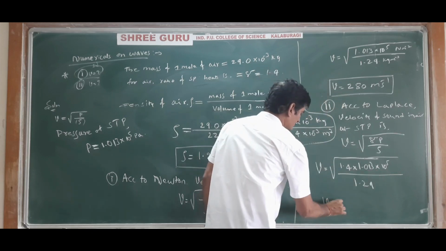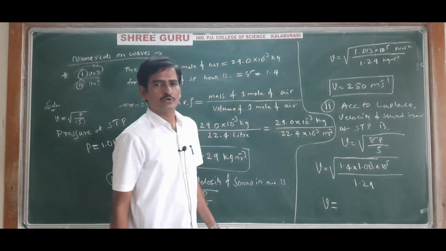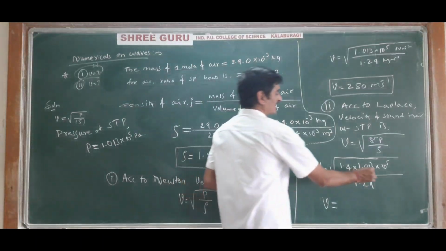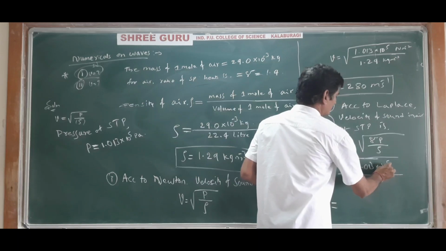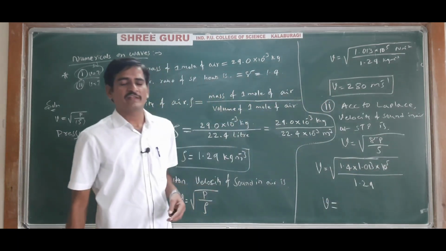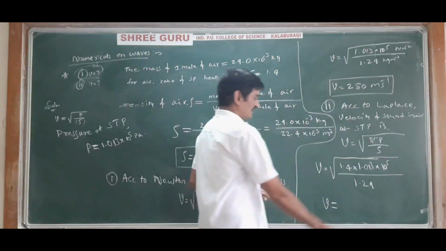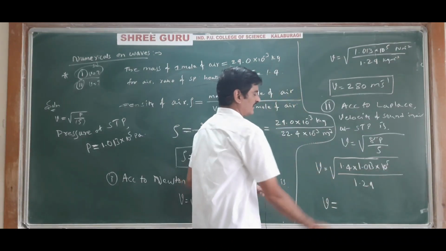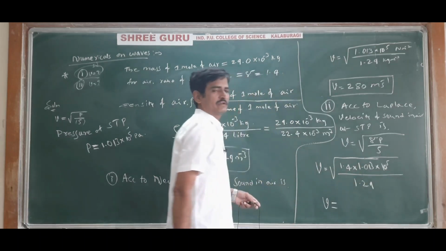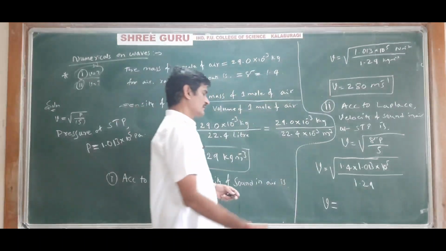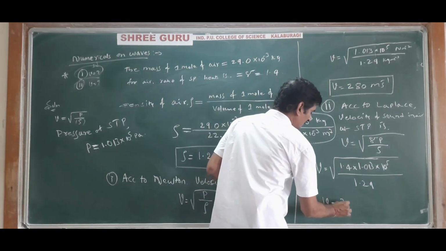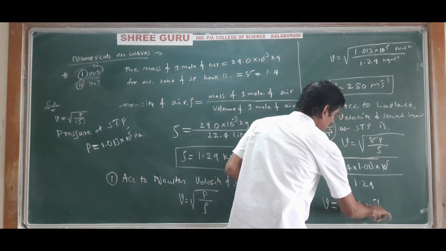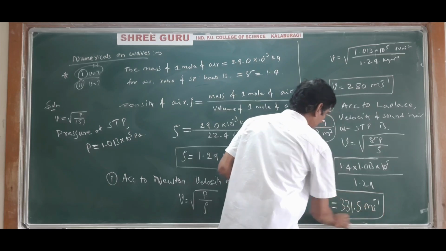So on calculation you will get the answer. Do the calculation on your own. Use the small calculator, you can do it. Convert this 10 to the power 5 into an even power, then the calculation becomes simple. Either make it 10 to the power 4 or 10 to the power 6, do the calculation, then take the power of 10 out of the root. It will be easy. The answer will come to be 331.5 meter per second.